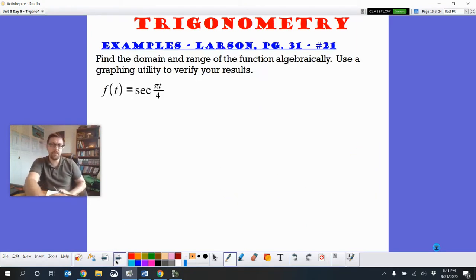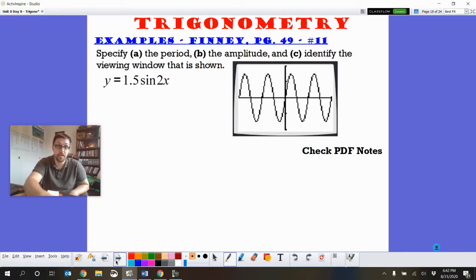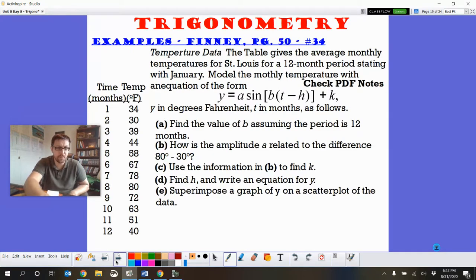There are two more problems that I'm going to do in the PDF notes that you can check out. There's this one of secant, so I'm going to show you how you find that algebraically. I'll do another graph if you want to see another graph. And yeah, I think the video has been going quite a while, so I'm just going to cut this off.